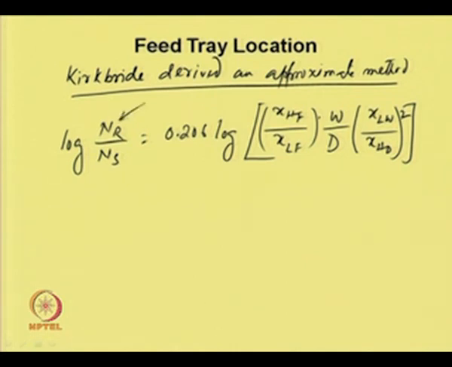NR is the number of theoretical trays in the rectifying section, and NS is the number of theoretical plates in the stripping section. Then from this we can obtain the location of the feed tray. Thank you.